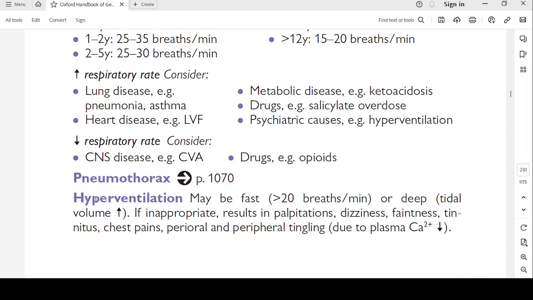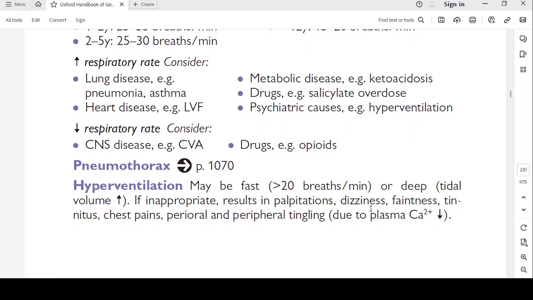Pneumothorax, page 1070. Hyperventilation may be fast, more than 20 breaths per minute, or deep, where tidal volume is increased. If inappropriate, it results in palpitations, dizziness, faintness, tinnitus, chest pains, and perioral and peripheral tingling due to decreased plasma calcium.